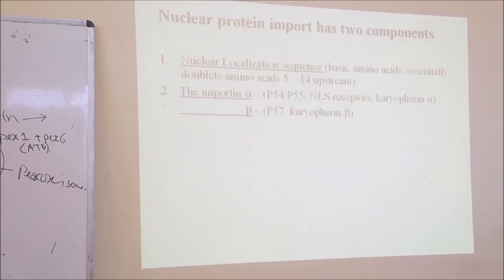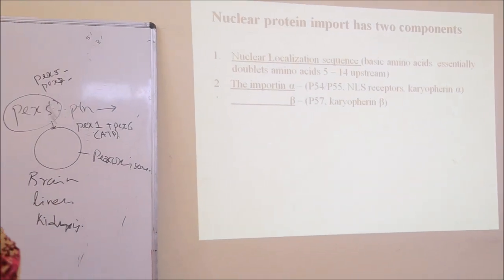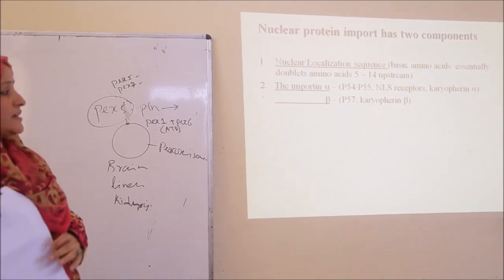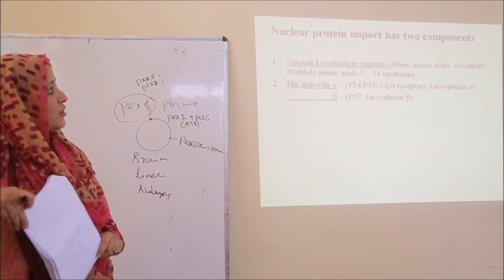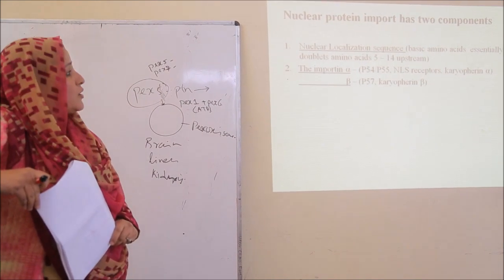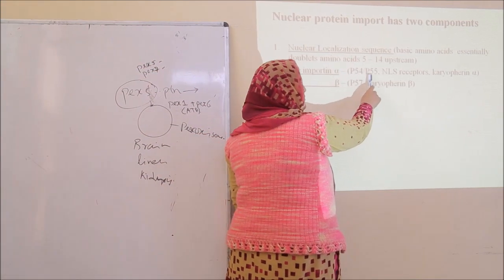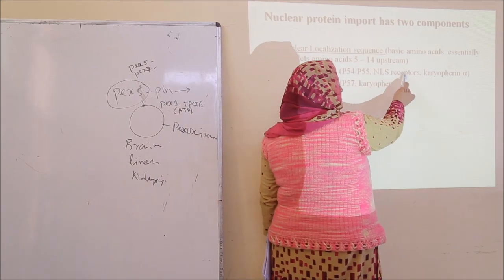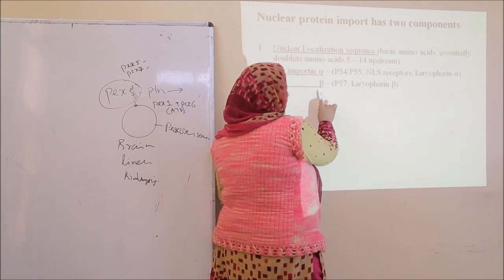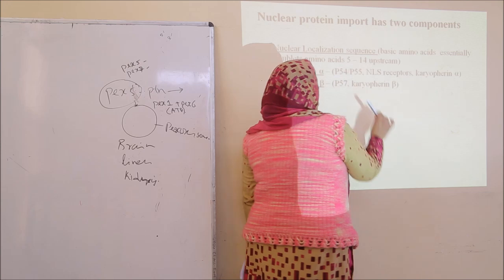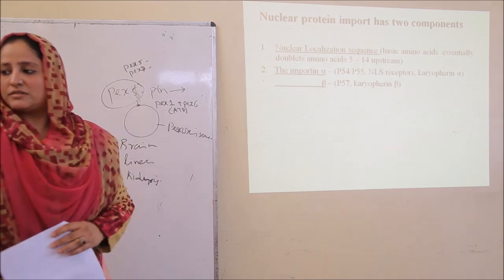For the import of proteins, these nuclear proteins should have a nuclear localizing sequence. These are basic amino acids, essentially doublets of amino acids, 5 to 14 upstream. The second component should have importin alpha and importin beta. Importin alpha is composed of the P54 or P55 nuclear localizing sequence receptors and karyopherin alpha. Then importin beta is made of P57 and karyopherin beta. When these components are present for protein import, the process takes place.